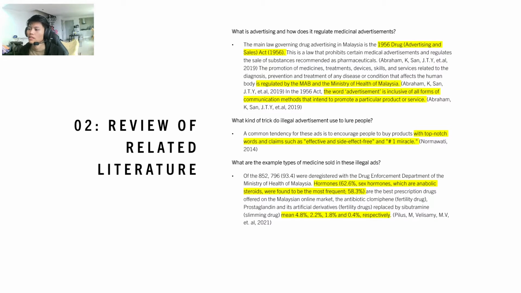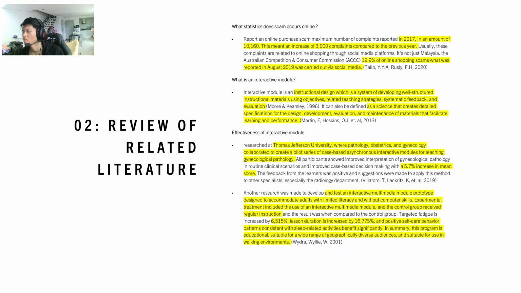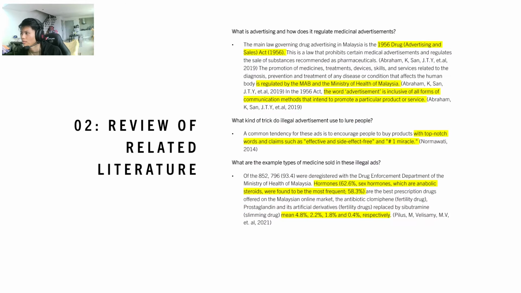So, review of related literature. What is advertising and how is medicinal advertisement regulated? The main law governing drug advertising in Malaysia is the 1956 Act that we mentioned before. It is regulated by the Ministry of Health and MAB, the Malaysian Advertisers Board.